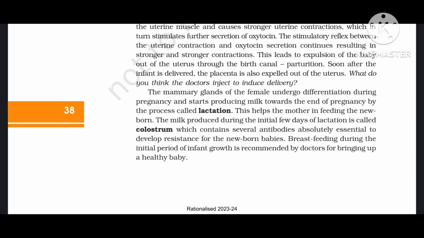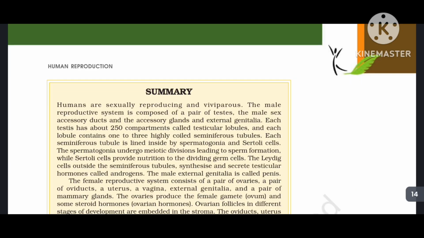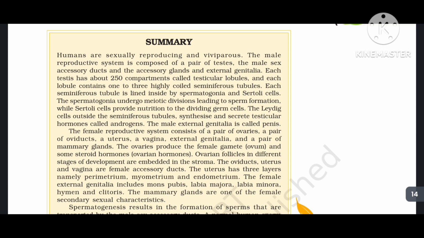Summary: humans are sexually reproducing and viviparous. The male reproductive system is composed of a pair of testes, the male sex accessory ducts, the accessory glands and external genitalia. Each testis has about 250 compartments called testicular lobules, and each lobule contains 1 to 3 highly coiled seminiferous tubules. Each seminiferous tubule is lined inside by spermatogonia and Sertoli cells. The spermatogonia undergo meiotic divisions leading to sperm formation, while Sertoli cells provide nutrition to the dividing germ cells. The Leydig cells outside the seminiferous tubules synthesize and secrete testicular hormones called androgens. The male external genitalia is called penis.